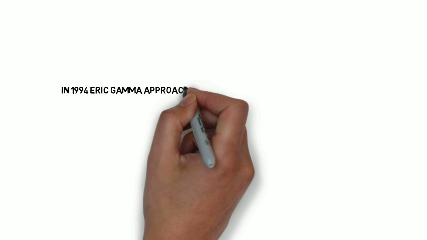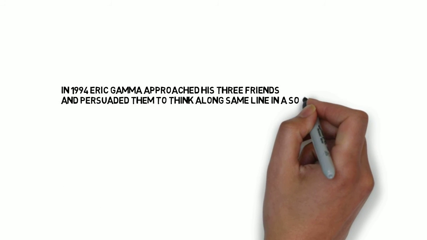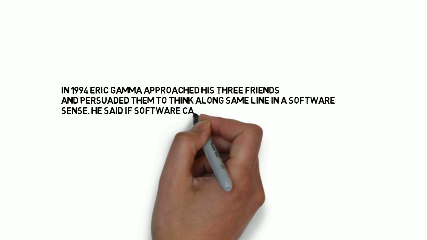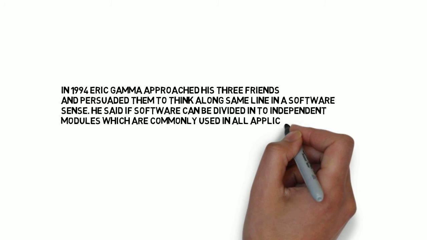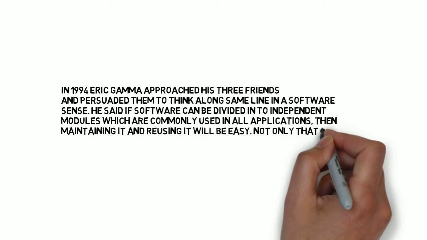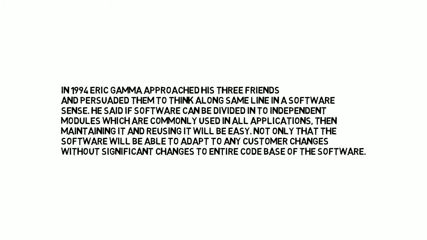In the later part of the 19th century, the software industry grew by leaps and bounds. Here were the software engineers who were building large enterprise applications that used to communicate with hundreds of different softwares to exchange data and compute results within a fraction of a second. Now, objects as the fundamental unit of construction were no longer feasible. So, in the year 1994, a person named Erich Gamma approached his three friends and persuaded them to think along the same lines in the software sense.